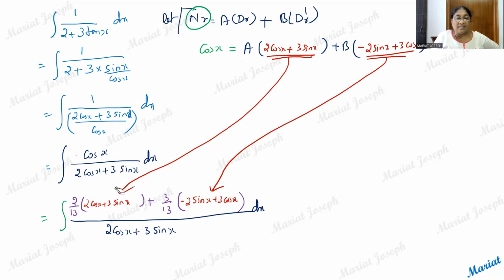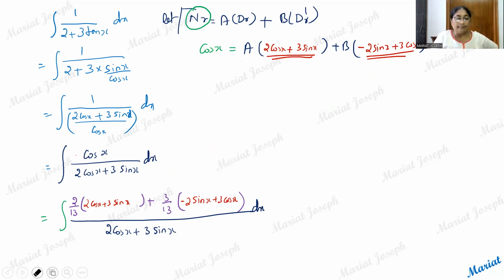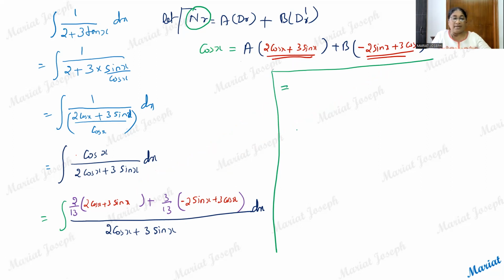Now we will separate this into two integrals. You can skip the steps, of course. A lot of steps you can skip. It's not necessary to write it so elaborately. Integral. The 2 by 13 we can keep outside.